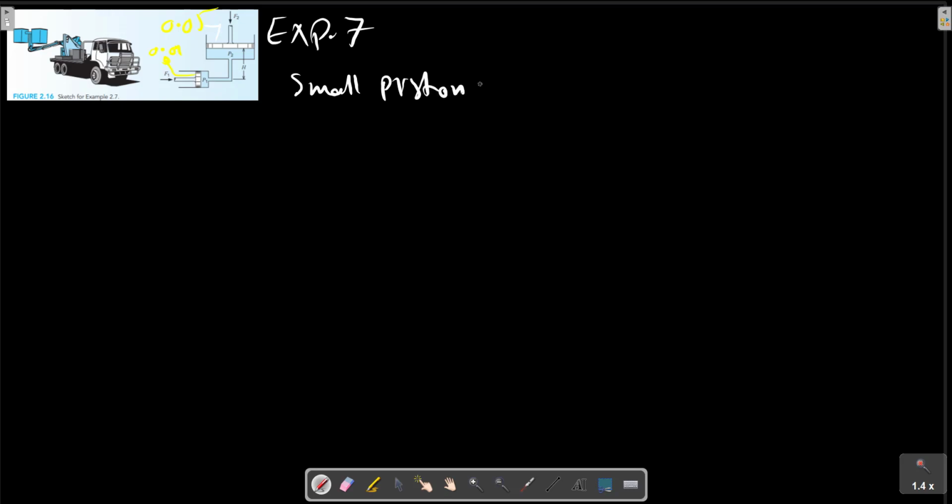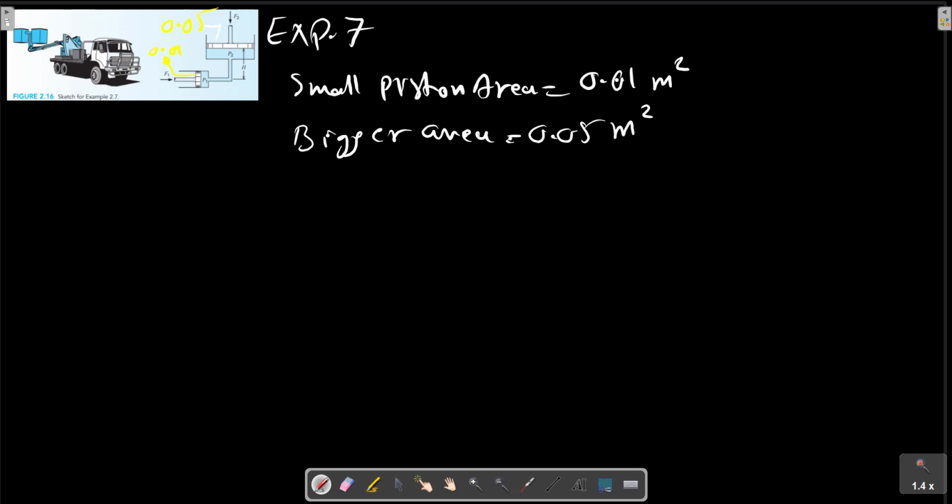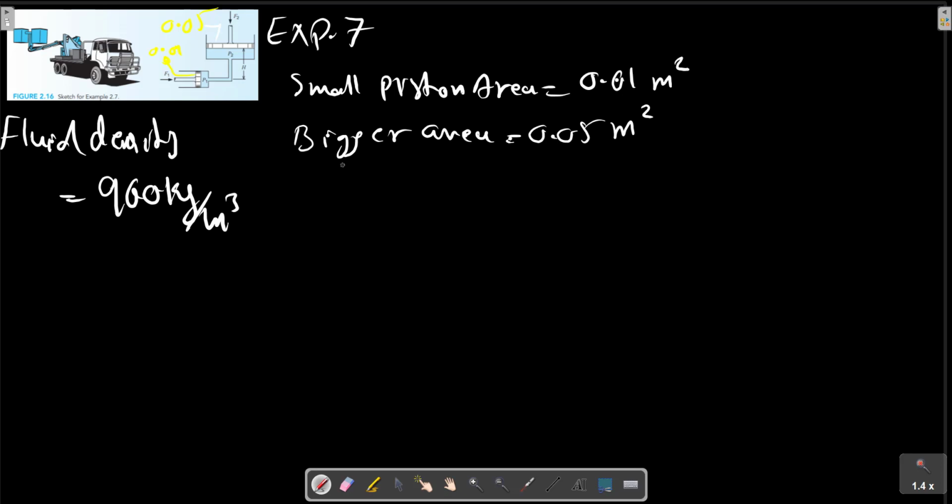Piston area, and the bigger area is... Assume that both chambers and the line are filled with hydraulic fluid of density, and the larger second piston cylinder is 6 meters higher up in elevation. In this picture, H is 6 meters.